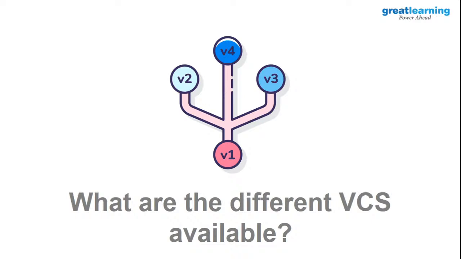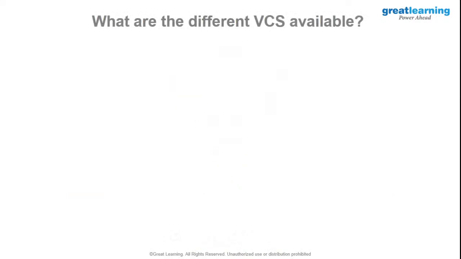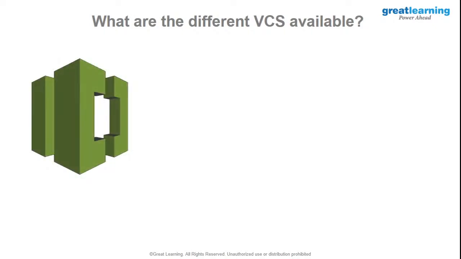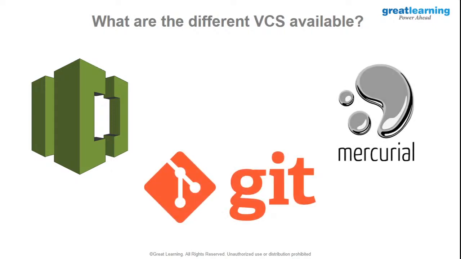All right, so now let's quickly glance through the different version control systems there are. We have AWS CodeCommit, that is AWS's own service. If you're using AWS, then you can make use of CodeCommit. Then you have Git itself, and then you have Mercurial. If you know any other version control systems, feel free to tell me in the chat. These are the ones that I know more about, especially Git.